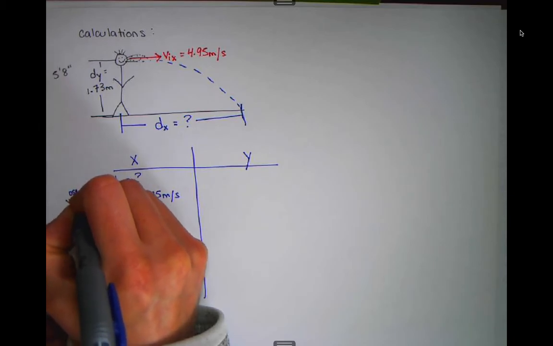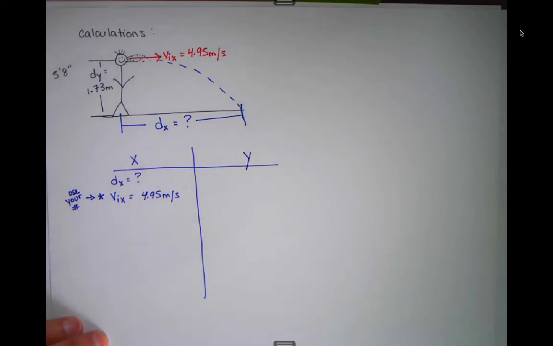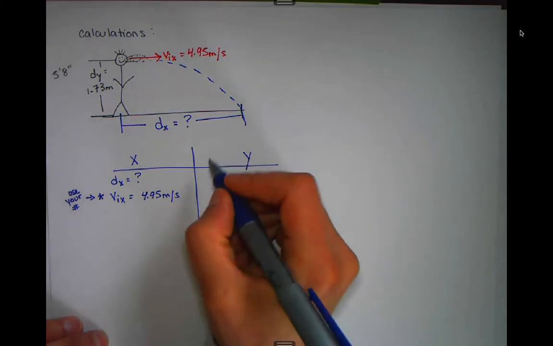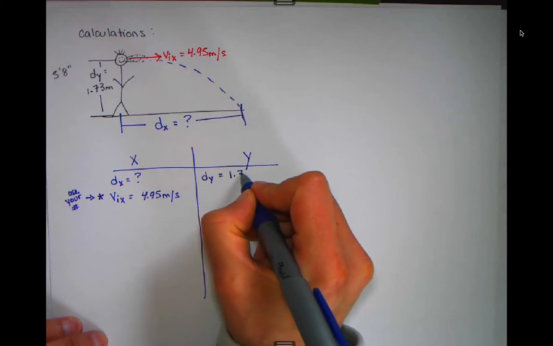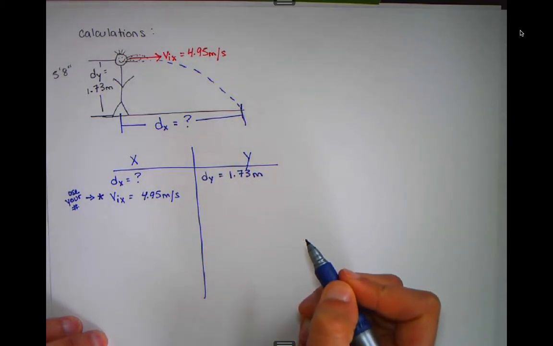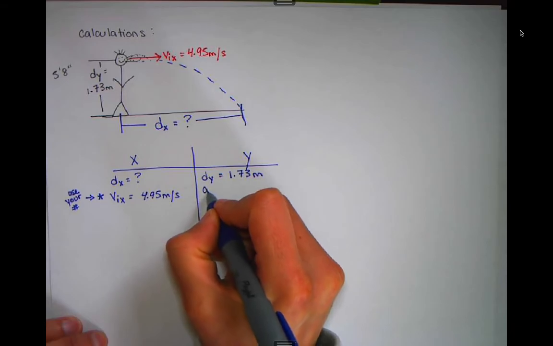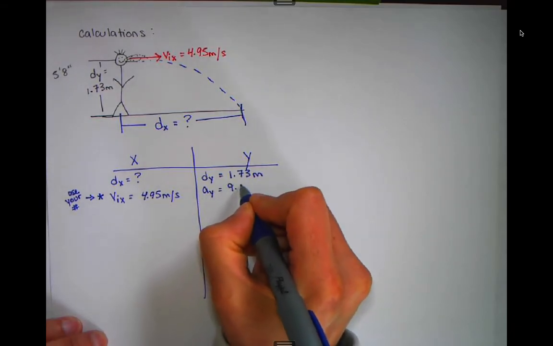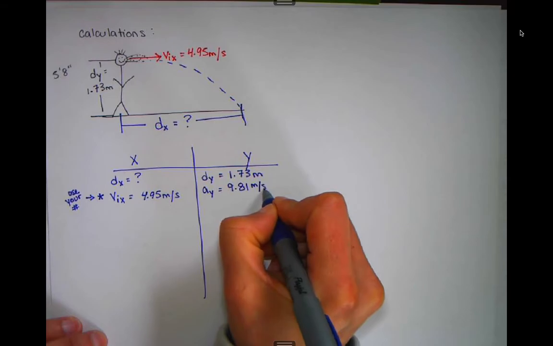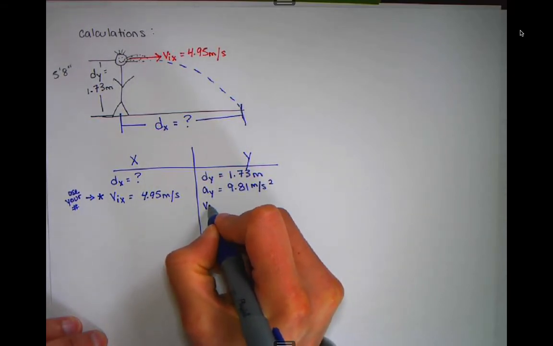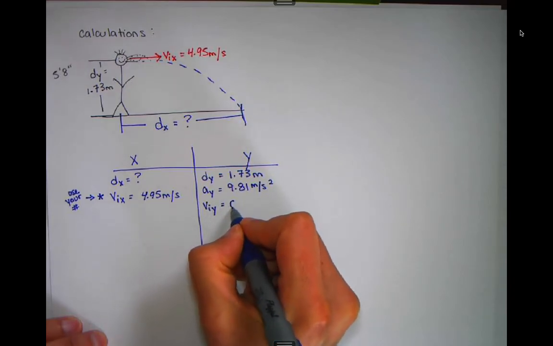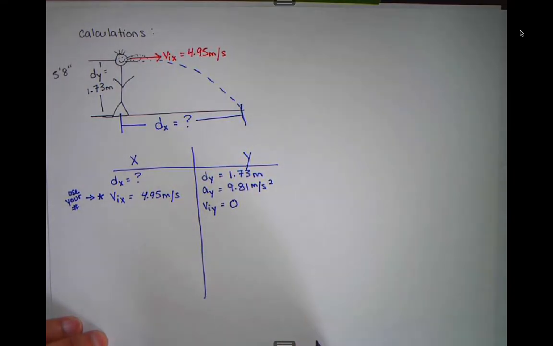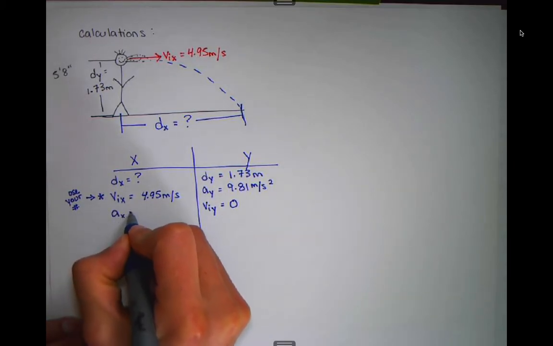Okay. The other thing I know is the distance in the y direction. I just gave you that, right? We're going to use 1.73 meters as the typical average human height. We know that those particles accelerate due to gravity, so this is 9.81 meters per second squared. And we're just going to consider that they come out of your mouth at a horizontal angle here. So VIY is 0. We're not going to make it any more complicated than it needs to be. Okay. The other thing to remember, acceleration in the x direction is always 0.